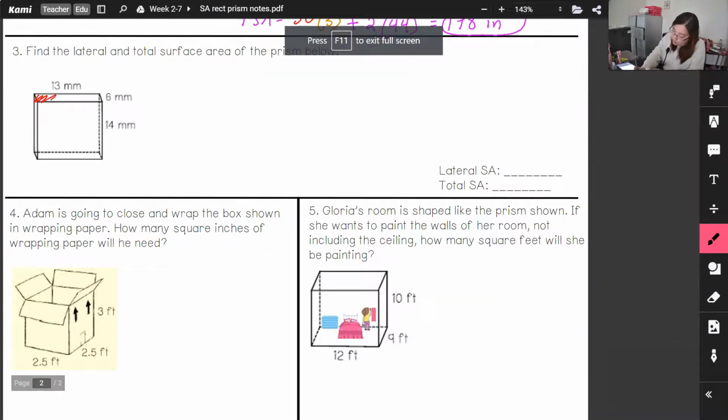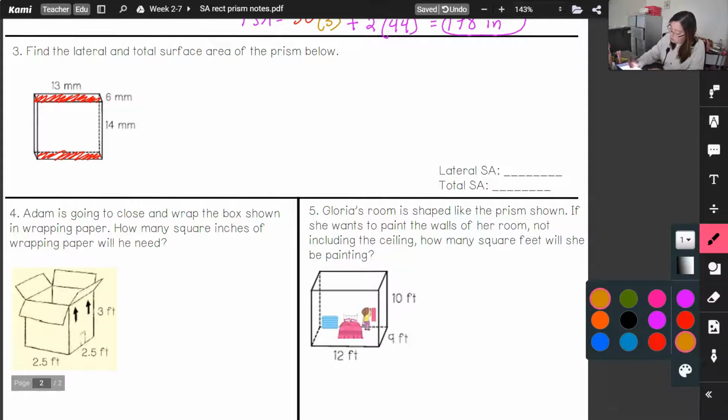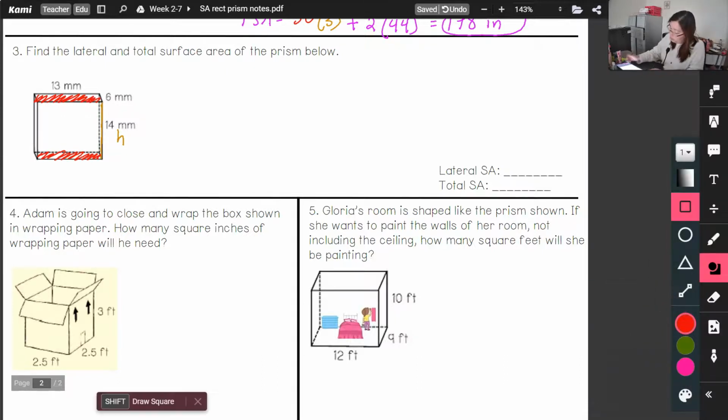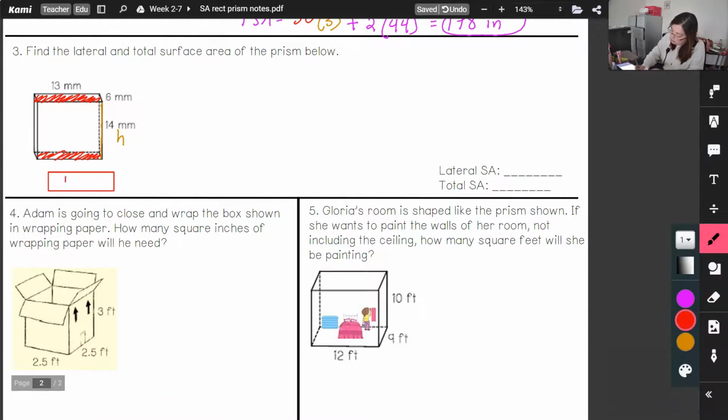Same steps. Shade. Here's our bases, which means that this connecting line that connects the 2 bases together is 14. So our height is 14. Let's redraw our base. This is 6 by 13, so this is also 13, and this is 6. Now we've got what we need, we can start.